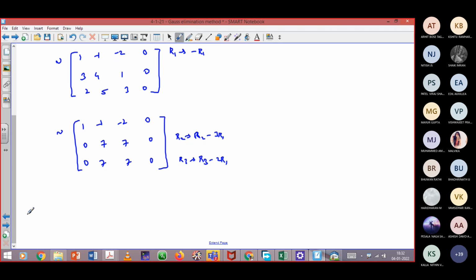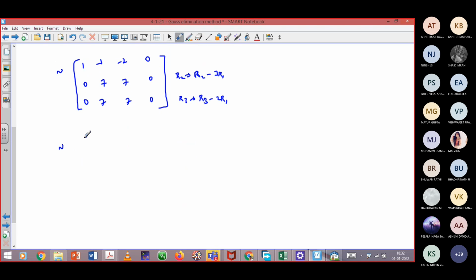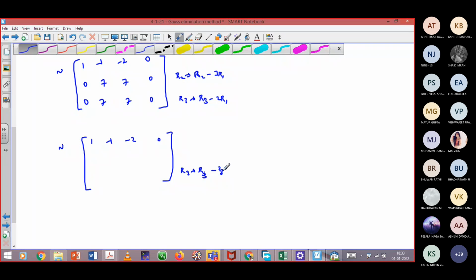Okay, so the problem is going to complete soon. Fine. So a very easy step. What is the next only one operation I should follow? Any guess? R3 minus R2. Very good. R3 gives R3 minus R2. So 0, 7, 7, 0; 0, 0, 0, 0.